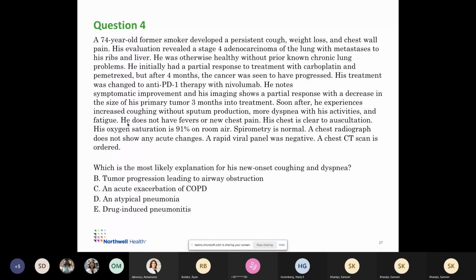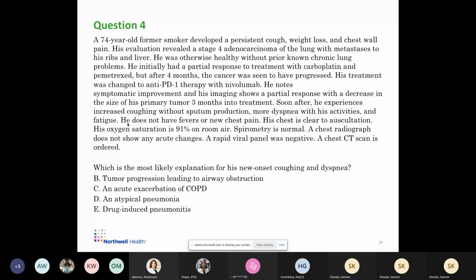What is the most likely explanation for his new onset coughing and dyspnea? I'm not going to wait for an answer on this one because it's in line with the last question. Tumor progression leading to airway obstruction seems unlikely, as his chest x-ray doesn't show any acute changes, and symptomatically he had been improving on therapy. An acute exacerbation of COPD, again, is unlikely without sputum production or a change in his cough. Atypical pneumonias or drug-induced pneumonitis.